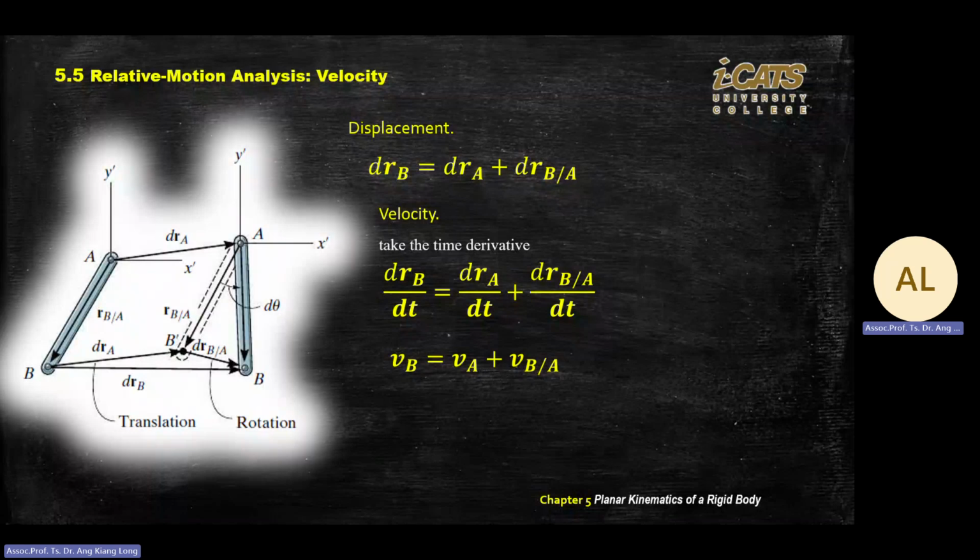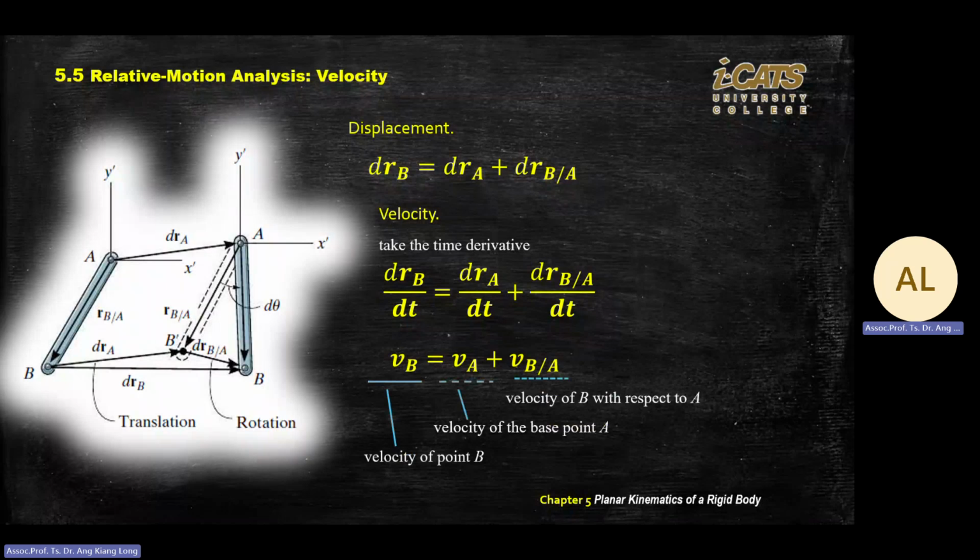Apply the same for acceleration. Acceleration is also the same: AB equals AA plus AB stroke A. You just need to know that VB is this velocity. So the velocity of B equals VA, the velocity of A, plus the velocity from A.